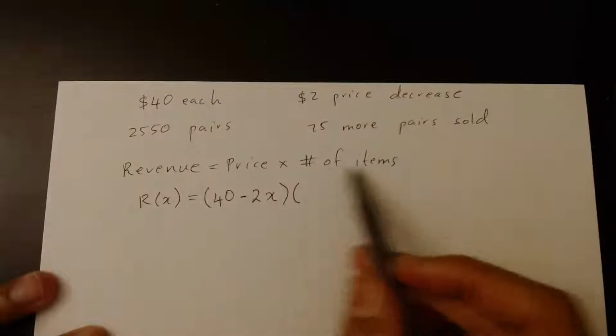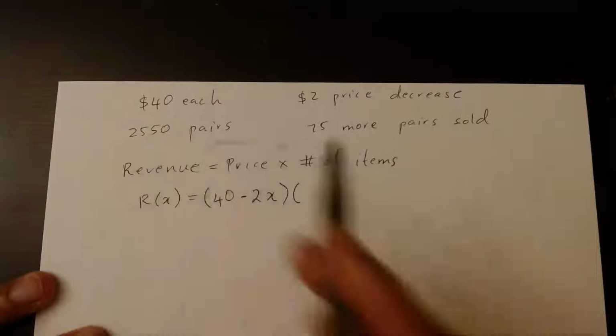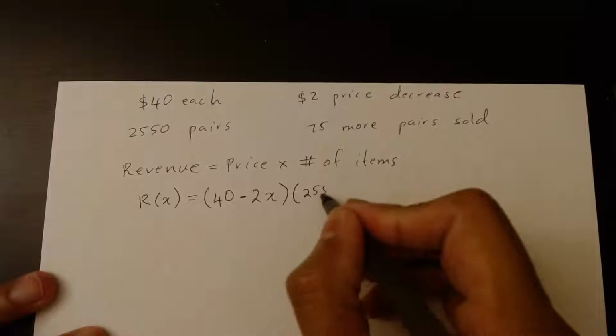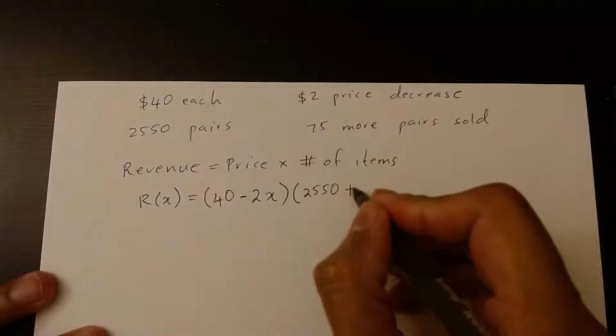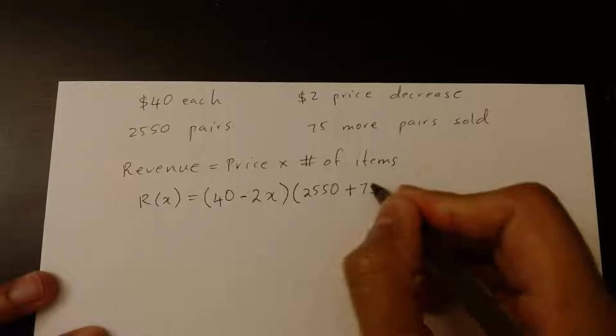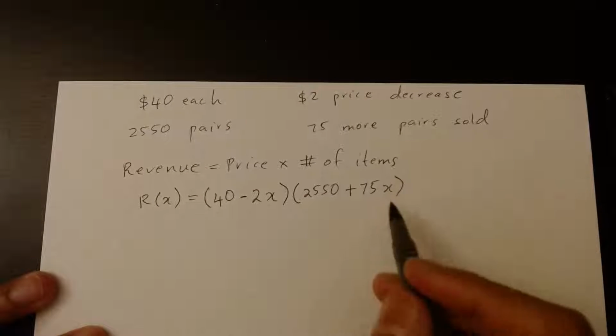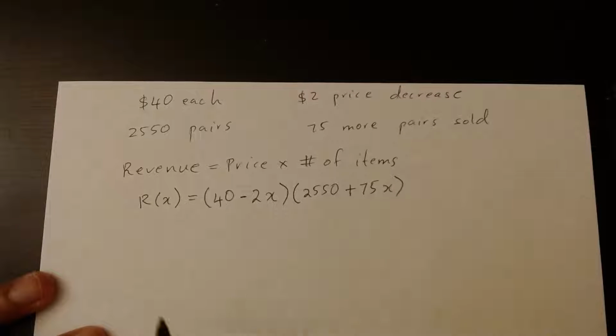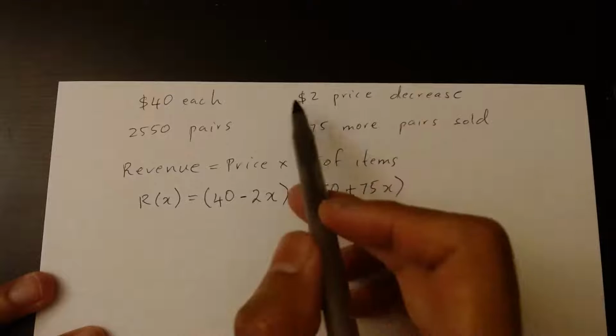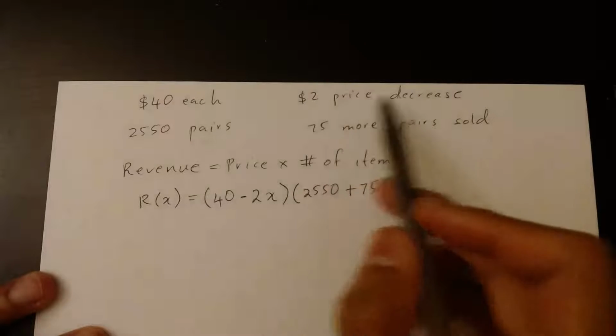And I'm going to multiply it by the number of jeans sold. Initially, I sold 2,550 jeans, and this value goes up by 75 every price decrease. So again, x is just the number of price decreases, in this case, the number of $2 price decreases.